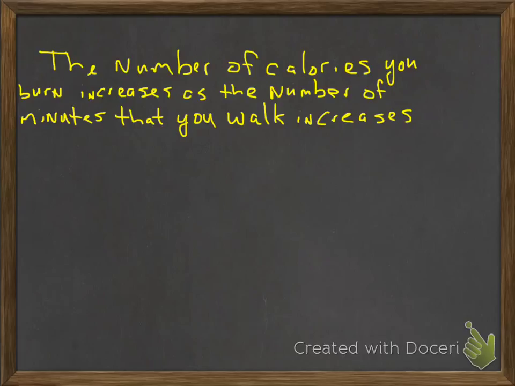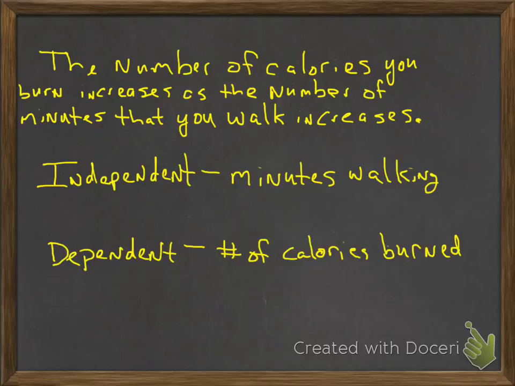So yeah, it would make more sense to say that the calories that you burn depend upon how many minutes you walk. And notice how it's even written that way. So we're saying here our independent is the minutes walking, and the dependent is the number of calories burned. Okay, that little symbol right there is numbered, not hashtag. For all you little Twitter freaks.